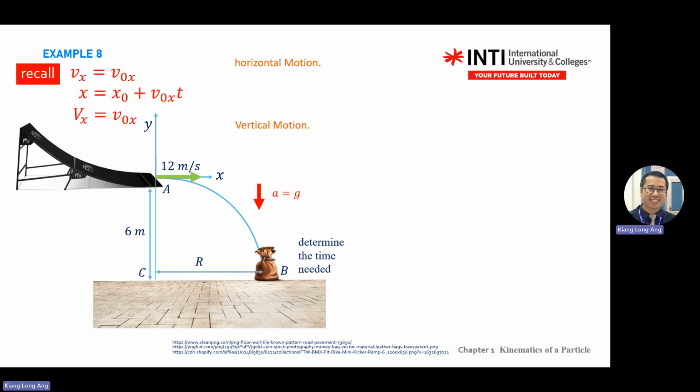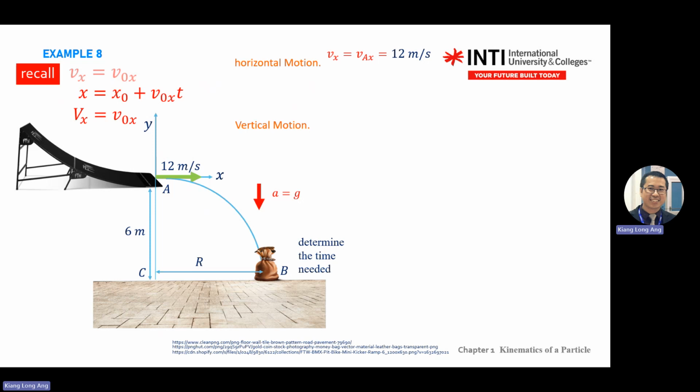You don't need to memorize this red color equation. So the first one, ax equal to 0 means the velocity in the x direction will be the same as the initial. So what is your initial? Your initial at A is 12 meters per second. So this is your vAx component, and you substitute it there. The first one, the left-hand side answer, is already solved.